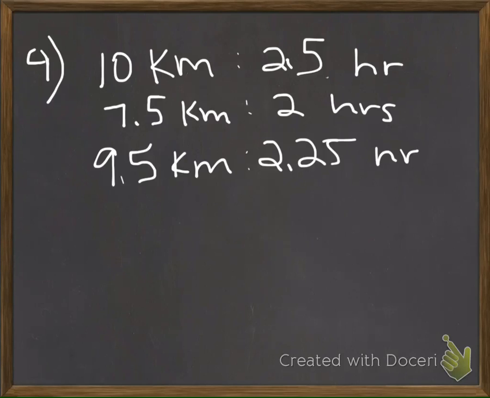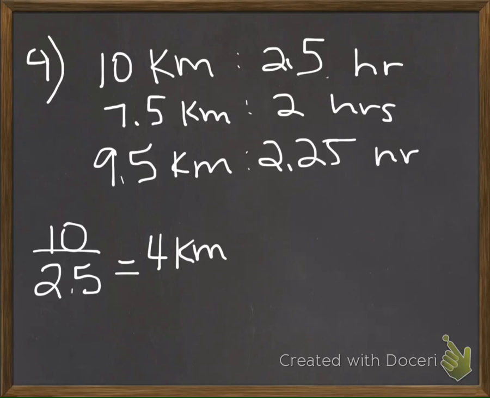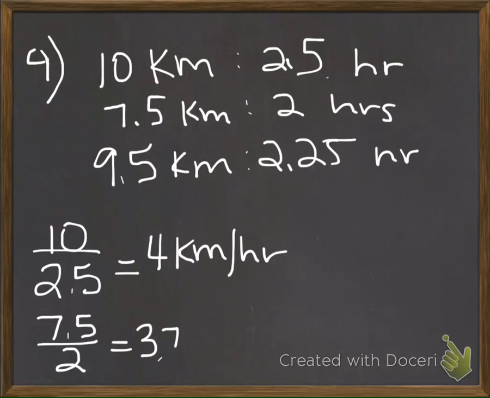So for Trisha, 10 kilometers in 2.5 hours, if we divide 10 by 2.5, how fast did Trisha run per hour? 4 kilometers per hour. Very good. Okay? Now, the next one is Jason ran 7.5 kilometers in 2 hours. So if he ran 7.5 in 2 hours, what was his rate per hour? 3 75/100ths kilometers per hour.